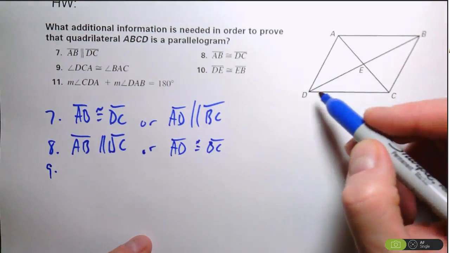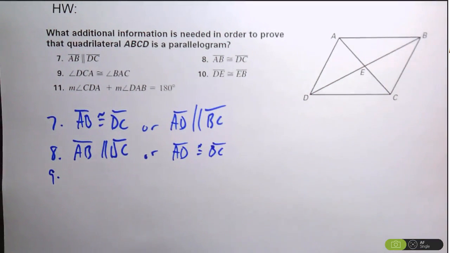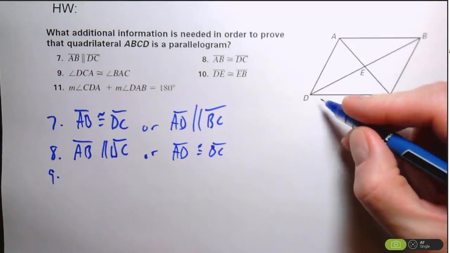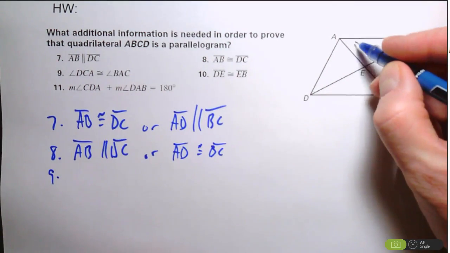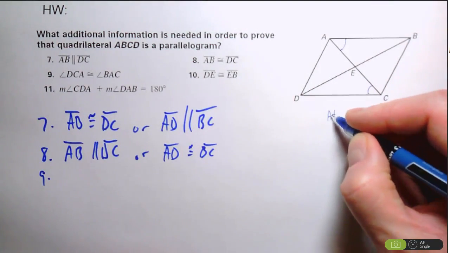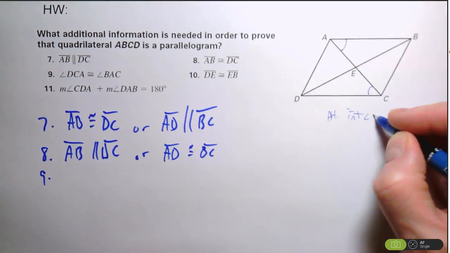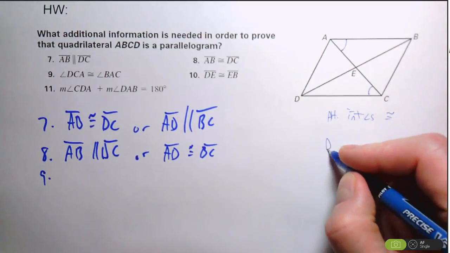Number 9, you've got angle DCA. Now this is a little tricky. I don't have a pencil on hand, do I? Let me see here. Yeah, I do. Not really. Okay, so you have to just use a pen and ignore the markings. So we've got angle DCA, which is this angle here, and angle BAC, which is this angle here. What we'd have in the drawing is a pair of alternate interior angles congruent, meaning that we're saying DC and AB are parallel.